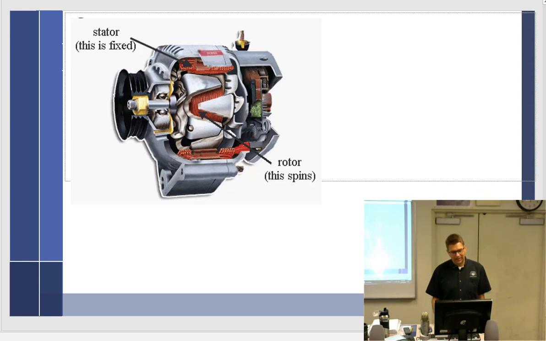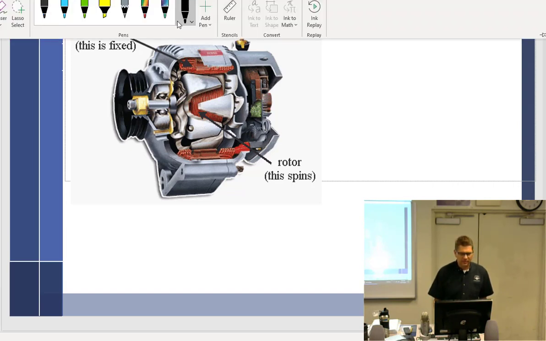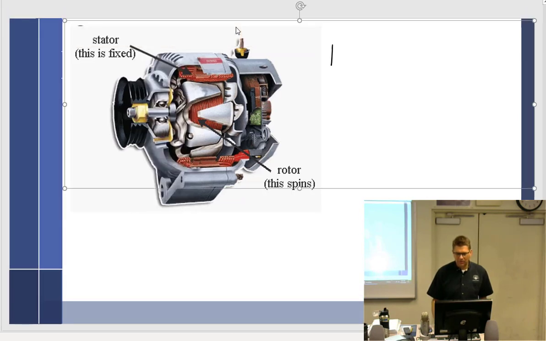Then an alternator, it's backwards. So the part that spins is the field. In an alternator, the part that spins, the rotor, is the what? Magnetic field. Better write it down. So the part that spins, the field, spins. The field spins. And in this case, the stator is where all of the electricity is produced.